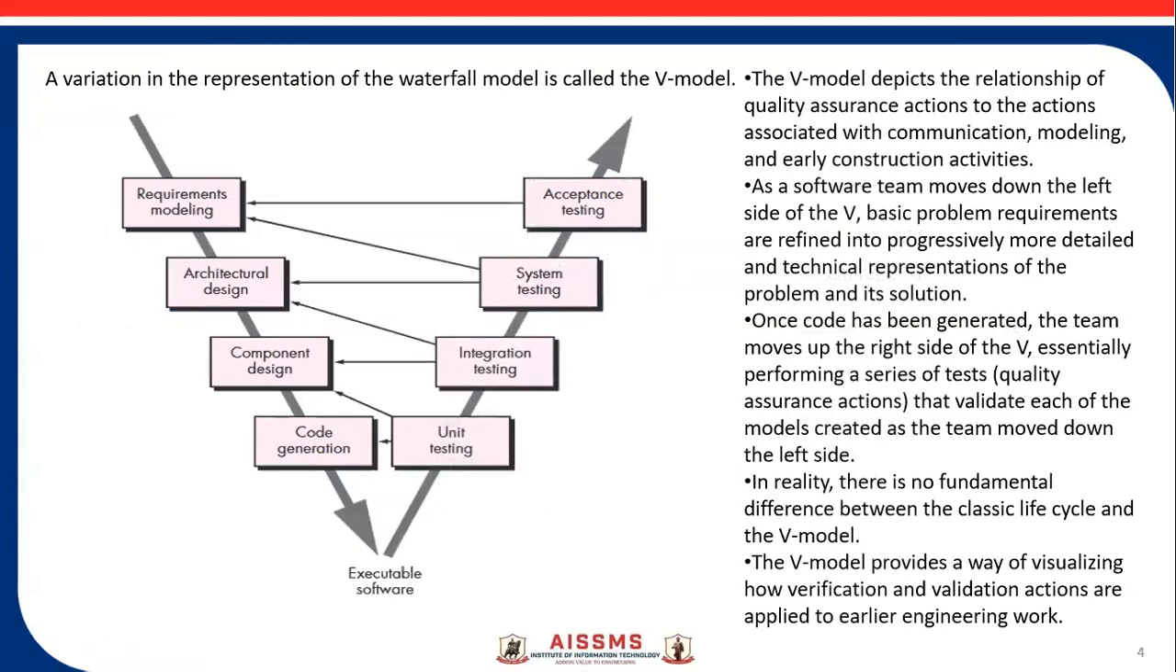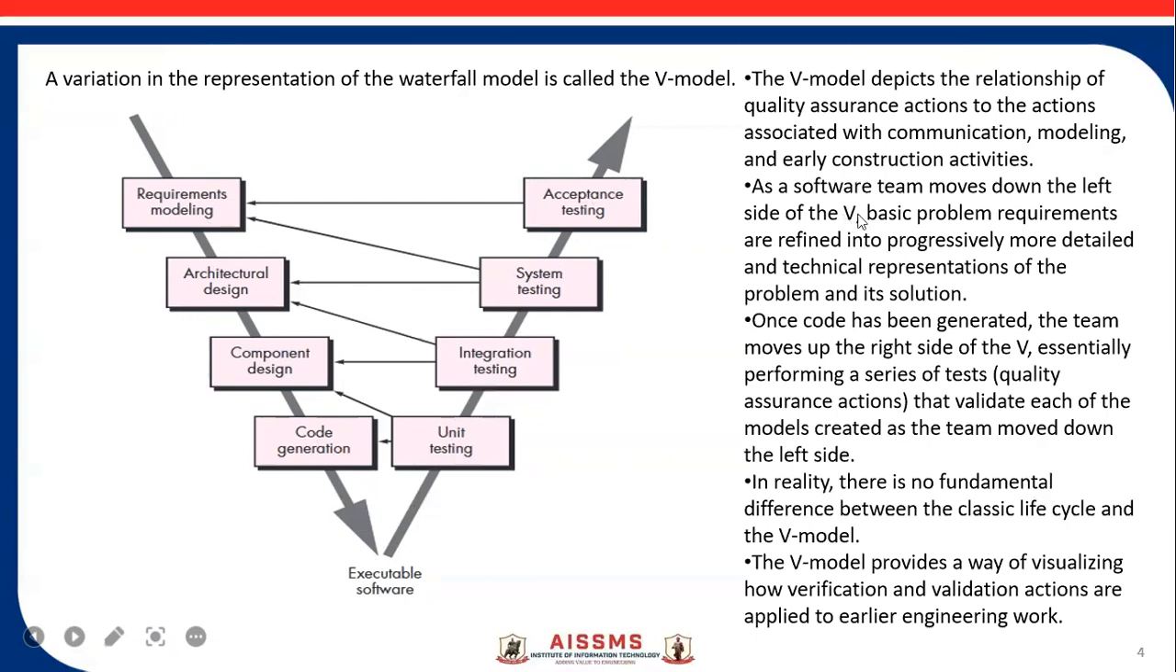There is one more variation in the representation of the waterfall model, called the V model, because it is in the form of a V. That's why it is called the V model. It is as simple as that. The V model depicts the relationship of quality assurance actions to the actions associated with communication, modeling, and early construction activities. It is basically revalidating everything. It is going downwards and again going upwards to check all the things once again.